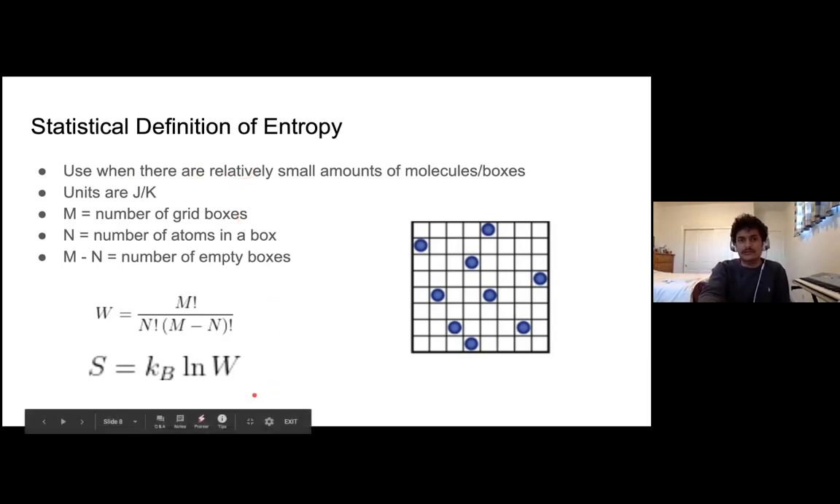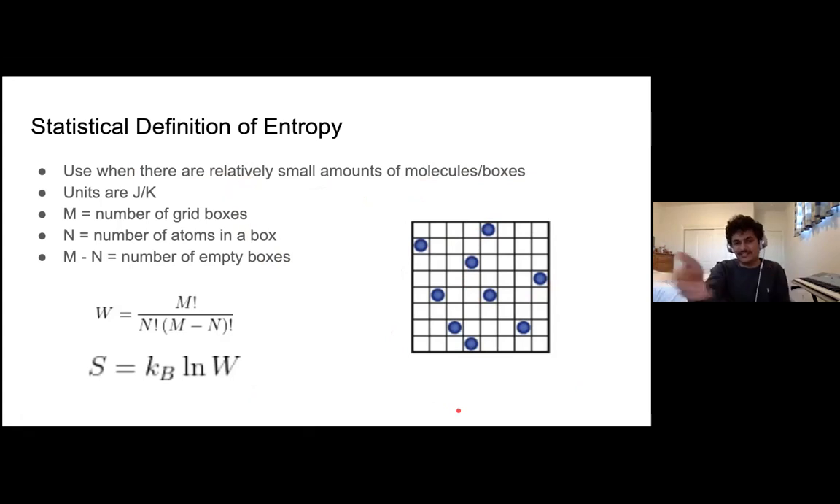For this one, you use it when you have small amounts of molecules and grid boxes. So something like this. If you're doing anything with scientific notation, like 10 to the 6th molecules, probably don't use this equation.